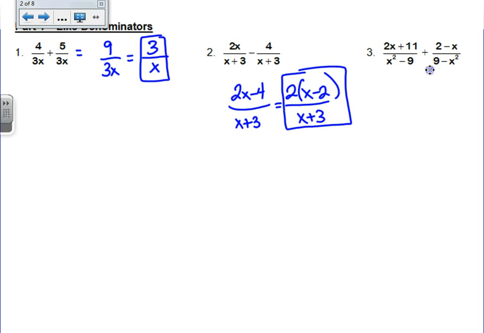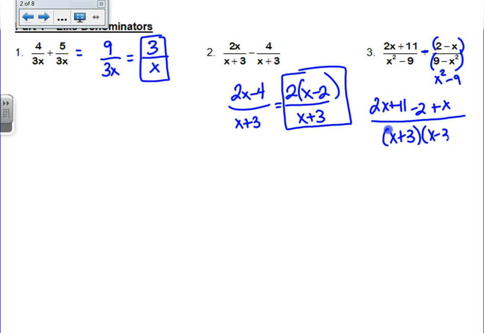Alright, number 3. It looks like they might have common denominators if we were to do something to the second denominator. It seems a little backwards. So the trick I'm going to use is I'm going to factor out a negative, and I'm actually going to bring the negative right here. And when I factor out a negative, this becomes x squared minus 9. So now what we have is 2x plus 11, and then this subtraction sign is actually going to be distributed to the entire numerator for the second fraction. So it becomes a minus 2, but then a plus x. And then our denominator is x squared minus 9, which I'm going to go ahead and factor into x plus 3 and x minus 3.